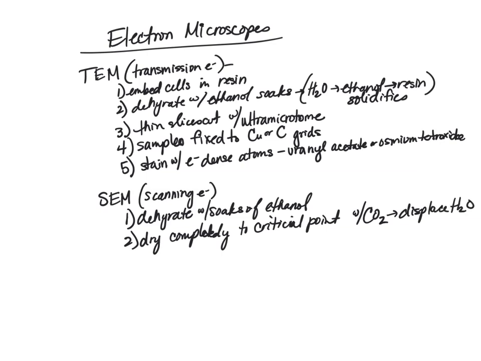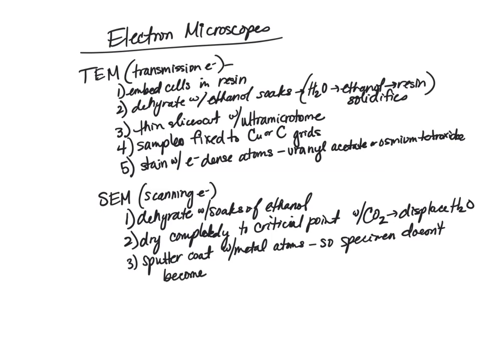So then what we do, third step, is we sputter coat it. As we've already mentioned, we sputter coat it with metal atoms so that the specimen doesn't become charged by the SEM beam.